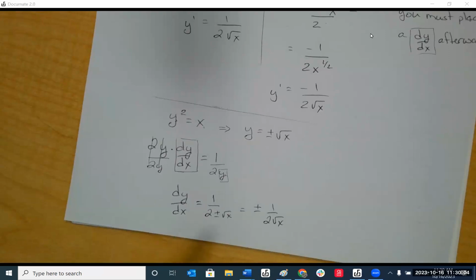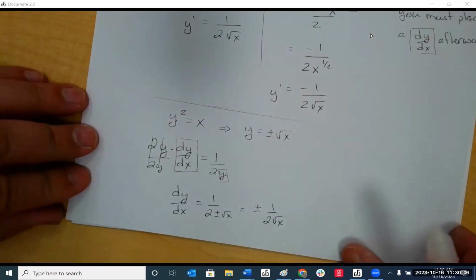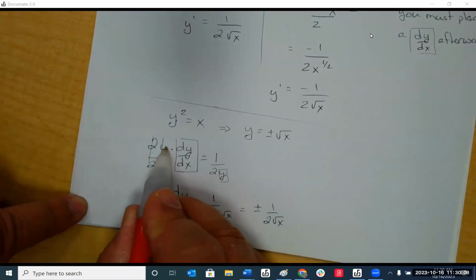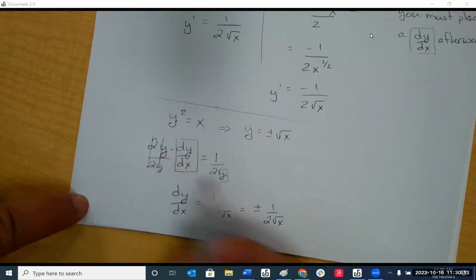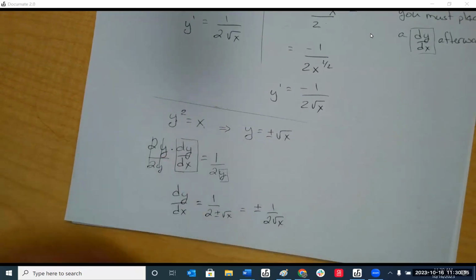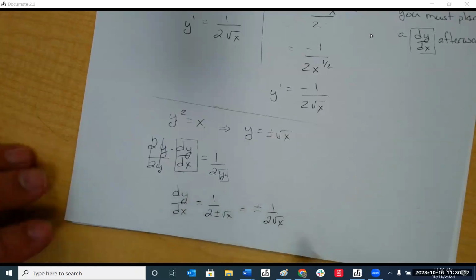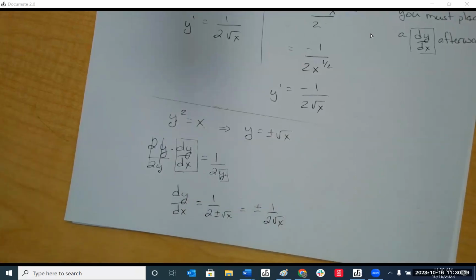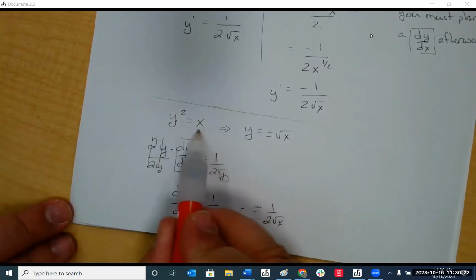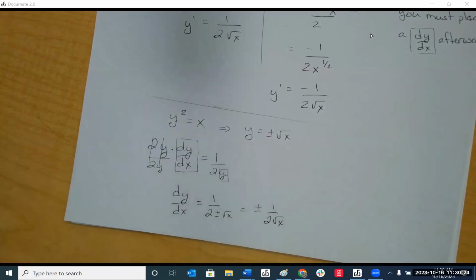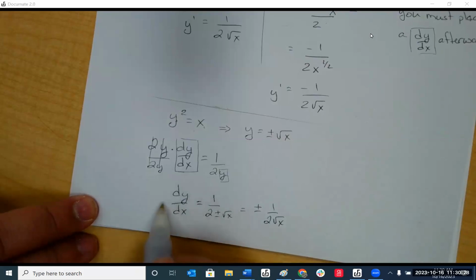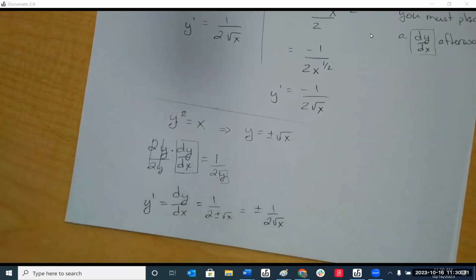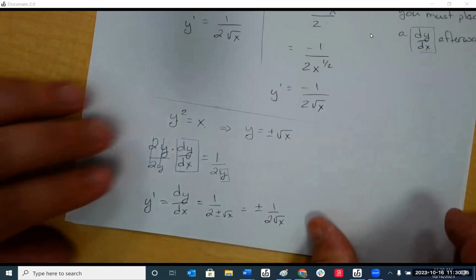Because whenever you take a derivative of y, you'll still have a y in the result. When you move everything over to one side to get dy dx by itself, you still have to tell me what y equals. And now we know what y equals. So the first derivative is plus or minus 1 over 2 radical x.